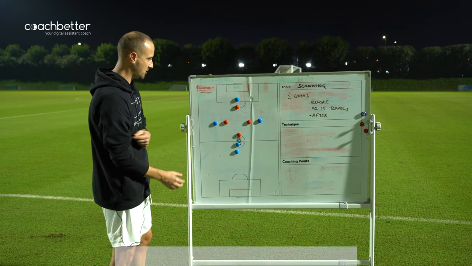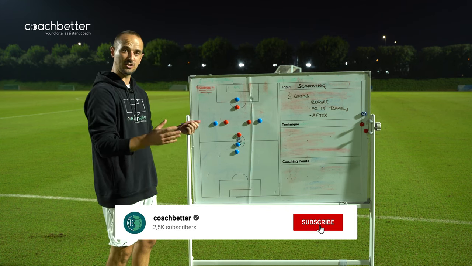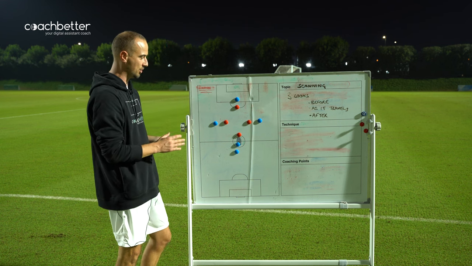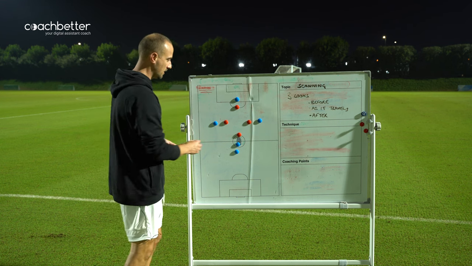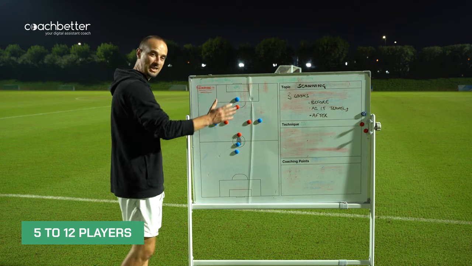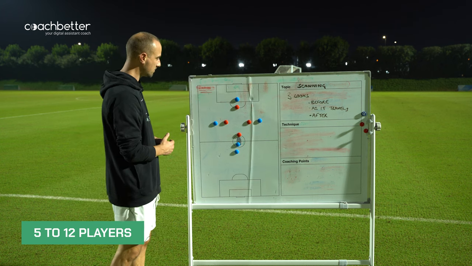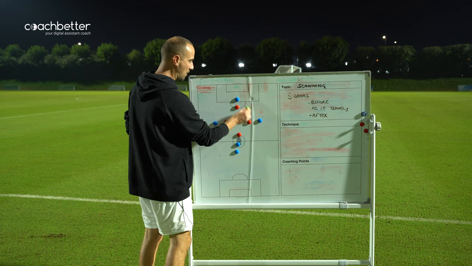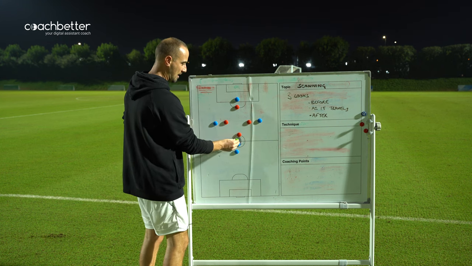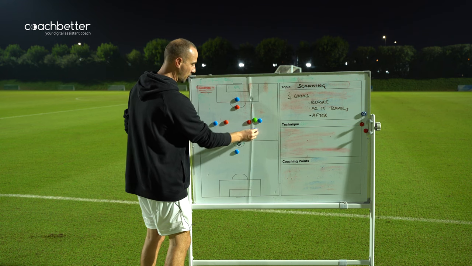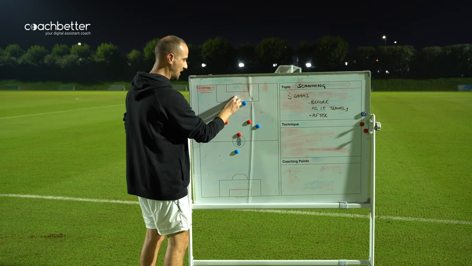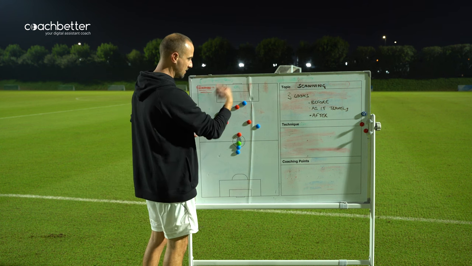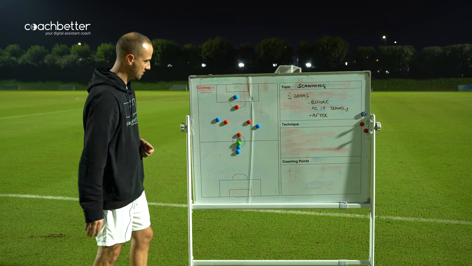Super simple practice. So we're using the reds as guides, as cones. 5 or 6 players, and this practice can work with multiple numbers. So a minimum of 5, maximum of 6 to 12. And simply how we started was we asked the players to move the ball around the diamond. And after every pass, they would follow their pass. So every station would always be manned by players to continue the practice.